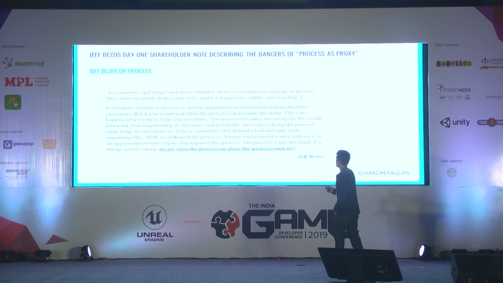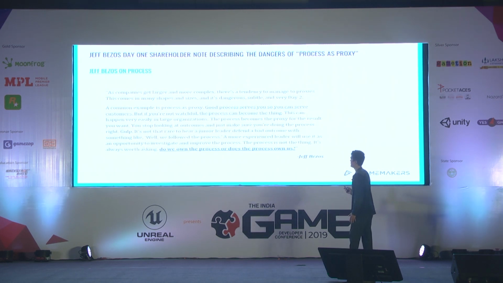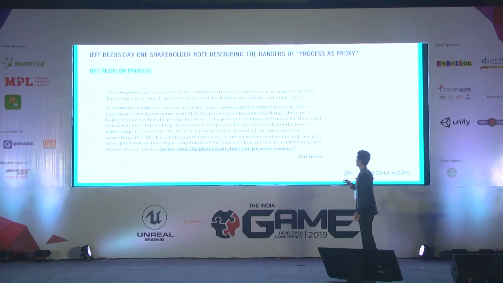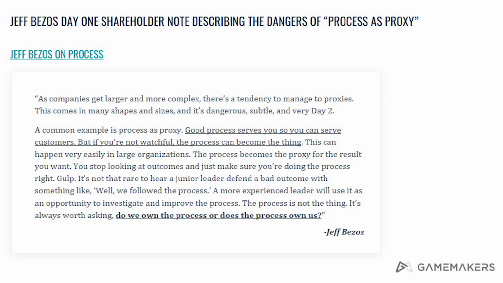As companies get larger and more complex, there's a tendency to manage to proxies. This comes in many shapes and sizes, and it's dangerous, subtle, and very Day Two. A common example is process as proxy. Good process serves you so you can serve customers. But if you're not watchful, the process can become the thing. This can happen very easily in large organizations. The process becomes the proxy for the result you want. You stop looking at outcomes and just make sure you're doing the process right.